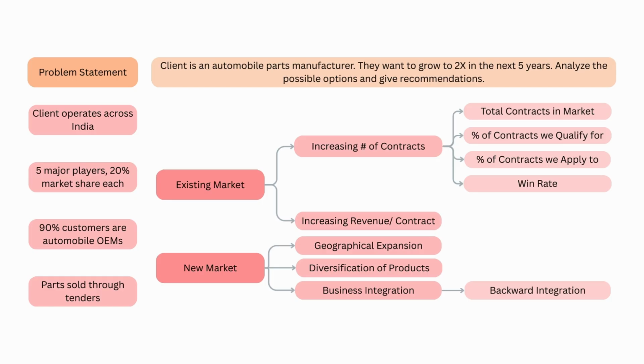Now combine this with new market opportunities, that is geographic expansion using existing OEM relationships, diversifying into two-wheelers, EVs or other automotive segments, backward integration to improve margins and be more competitive in tenders. This combination gives the client a realistic path to doubling revenues in 5 years.